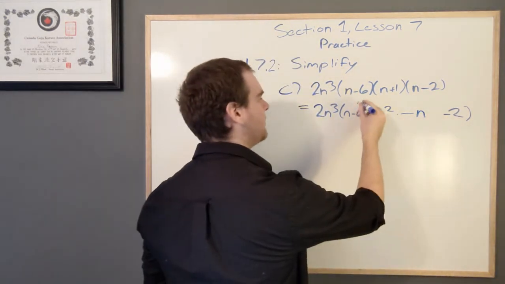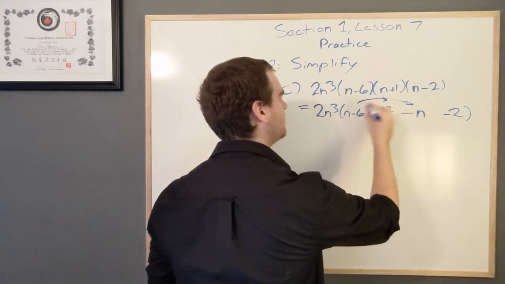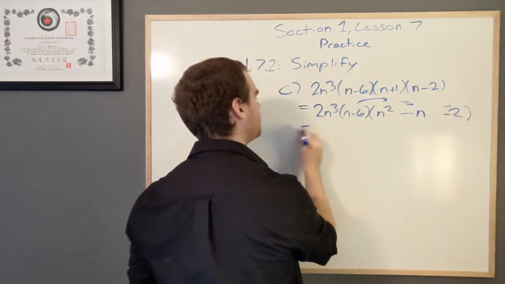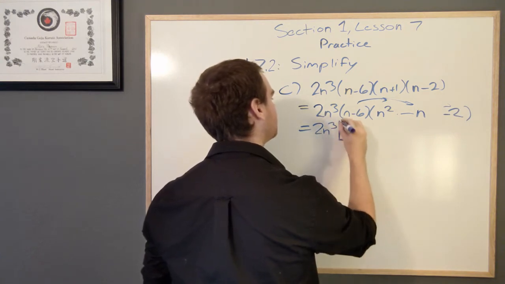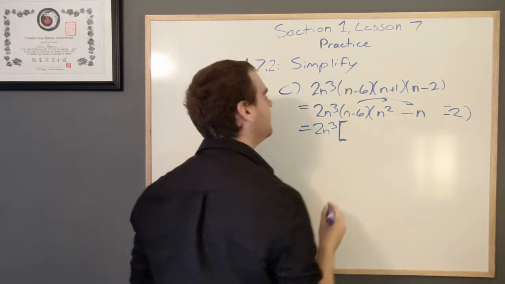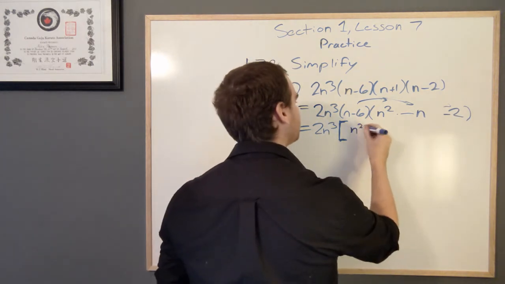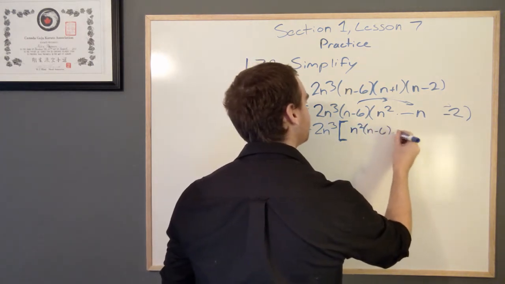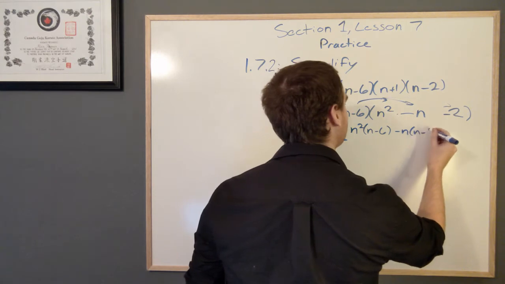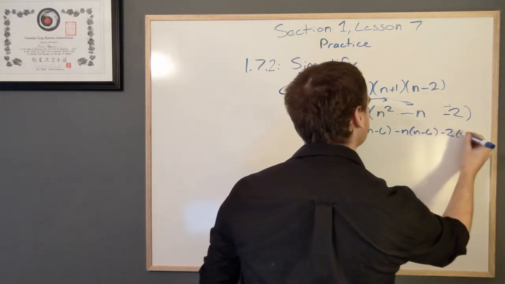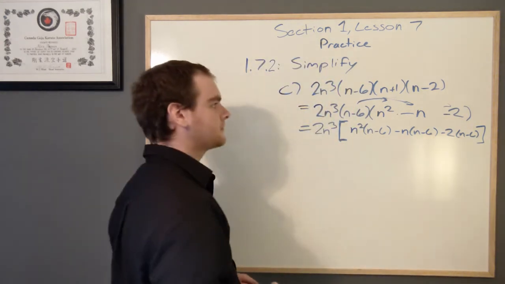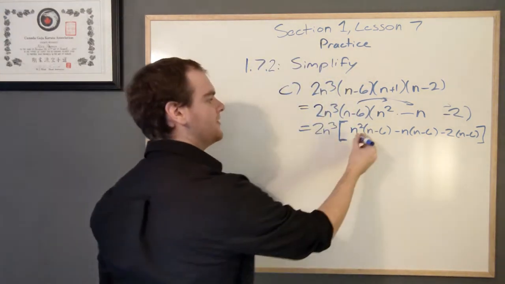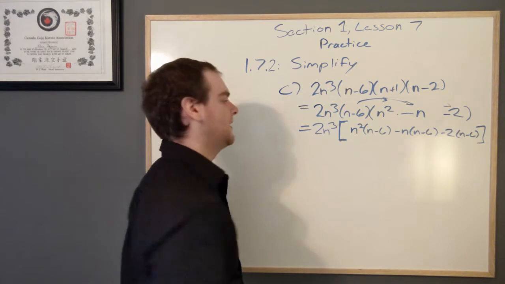Next up, I'm going to multiply this factor into here, and it's going to be multiplied onto each of these. So I'm going to write this first, minus 2n cubed. I'm going to use a big square bracket because I'm going to use a lot of space here. And this is going to be n squared times n minus 6, minus n times n minus 6, minus 2 times n minus 6. And now I just do a bunch of monomial multiplications.